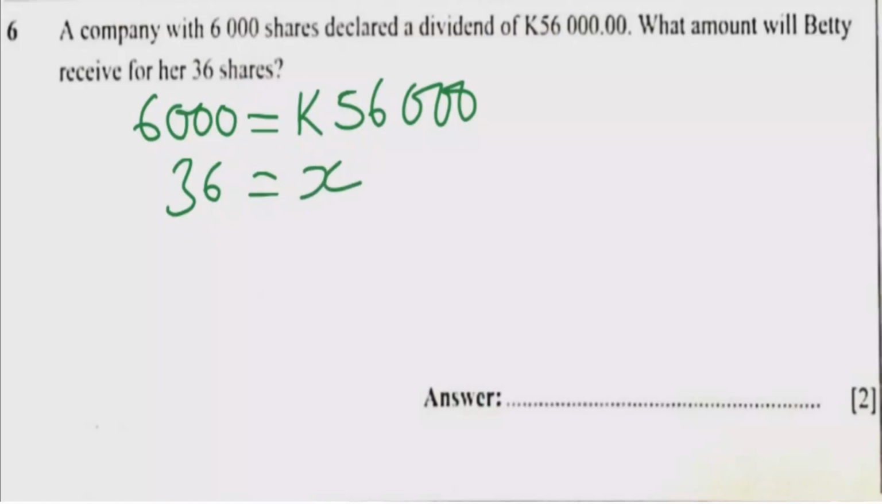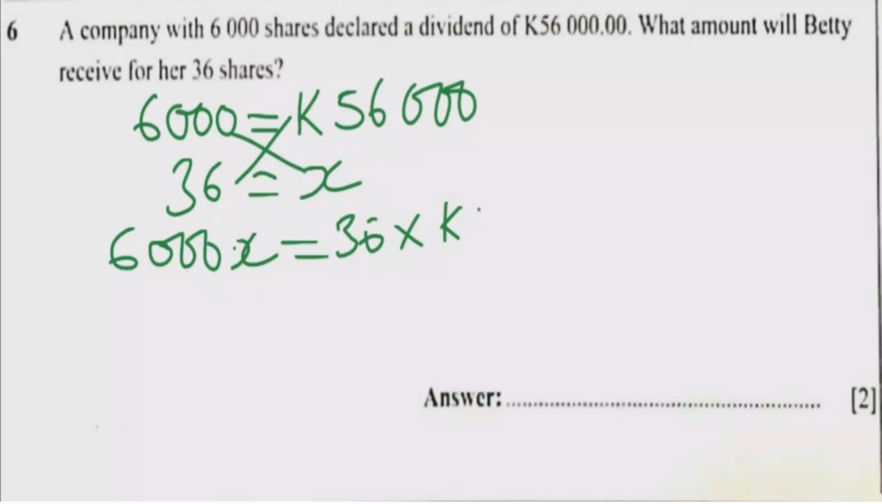Okay, so what we do is we cross multiply. That means we're going to have 6,000 x, because cross multiplying, 6,000 times x will give us 6,000 x, then times we have 36 times 56,000 kwacha.